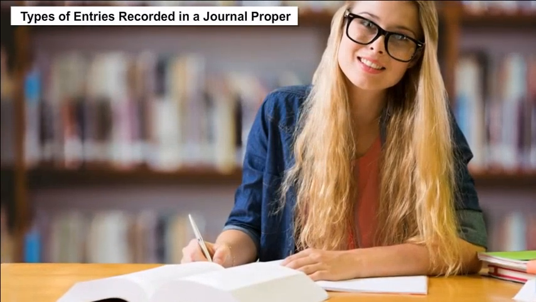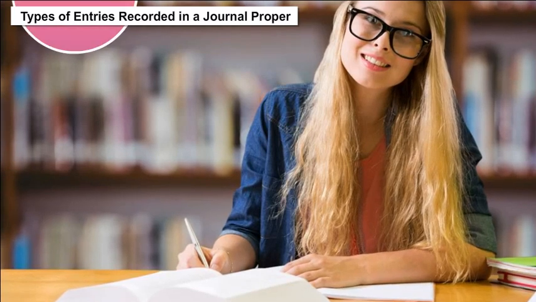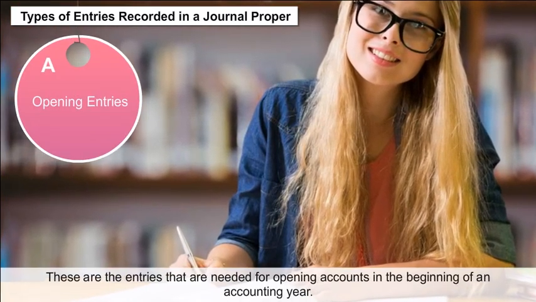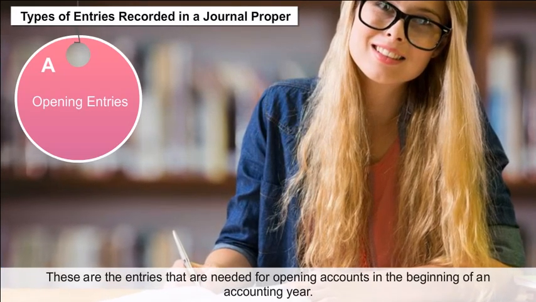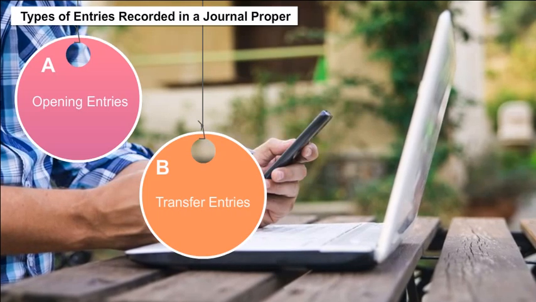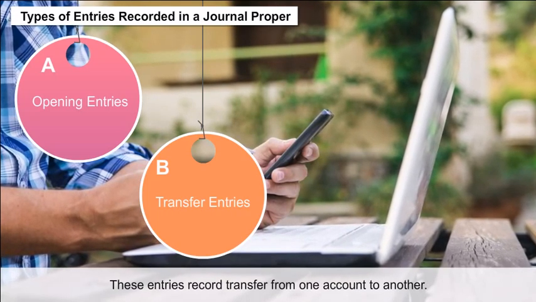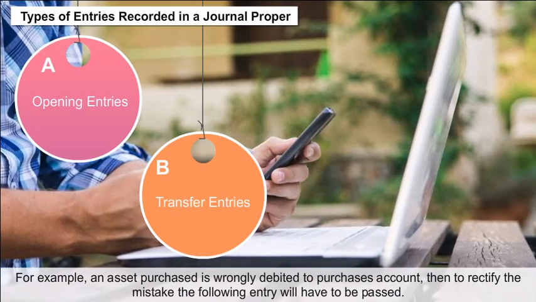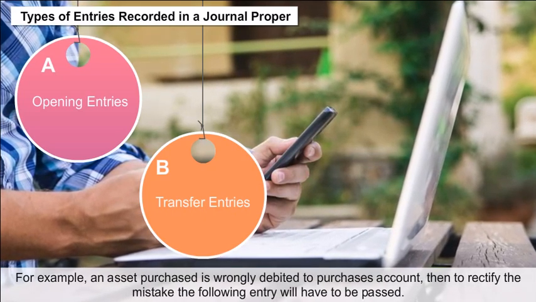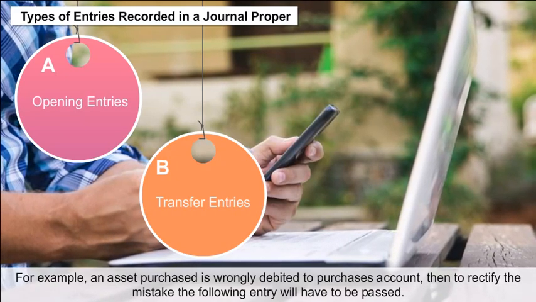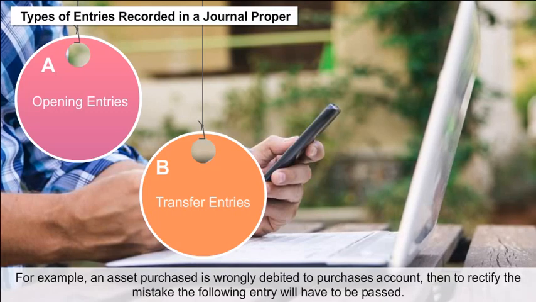Types of entries recorded in a journal proper. A. Opening entries. These are the entries that are needed for opening accounts in the beginning of an accounting year. B. Transfer entries. These entries record transfer from one account to another. For example, an asset purchased is wrongly debited to purchaser's account. Then to rectify the mistake, the following entry will have to be passed.